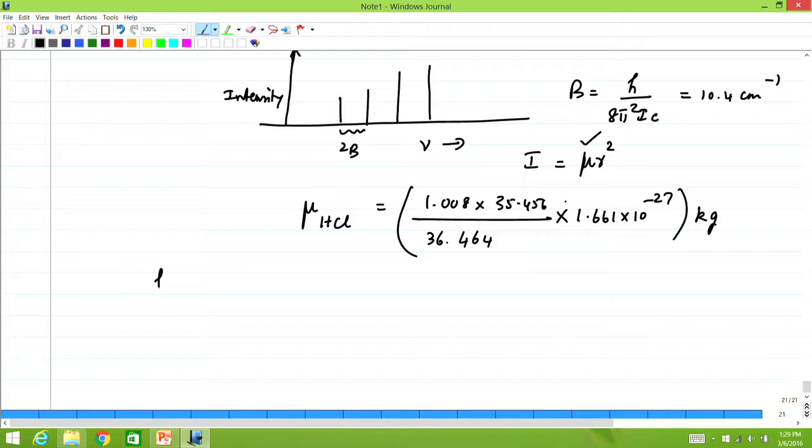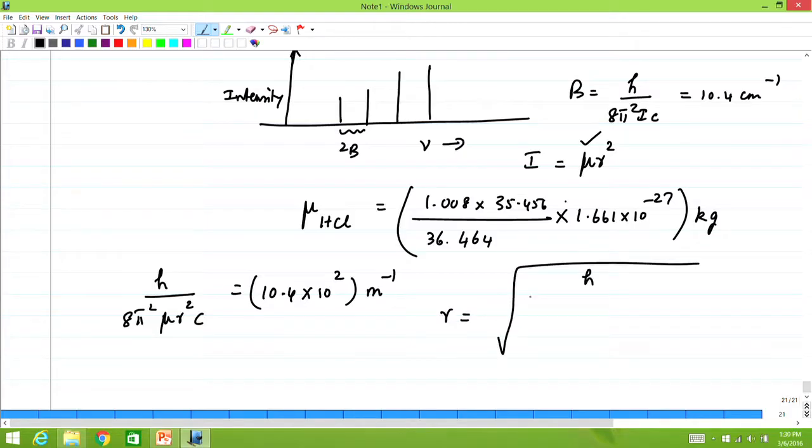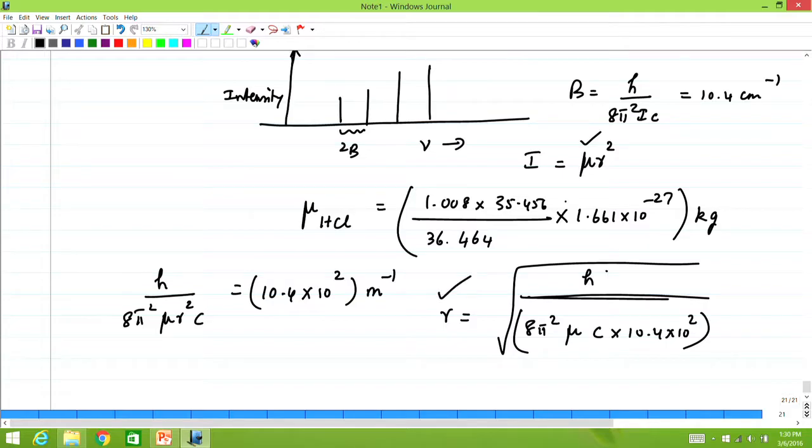So, you write h by 8 pi squared mu R squared C is equal to 10.4 into 10 raised to 2 meter inverse. Make sure that you use the same SI units because we are using kilogram and R is in meters. Therefore, you see immediately R is given as the square root of h by 8 pi squared mu C times 10.4 into 10 raised to 2. H of course is known, mu is known and C is known, therefore you can calculate R. This is a very straightforward substitution formula.